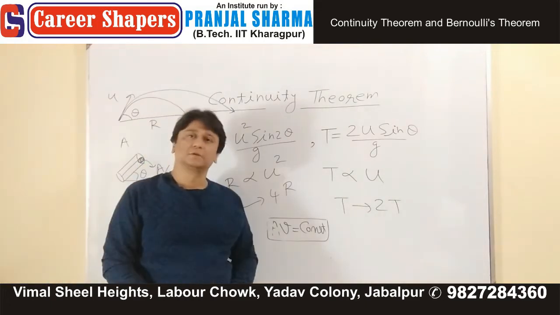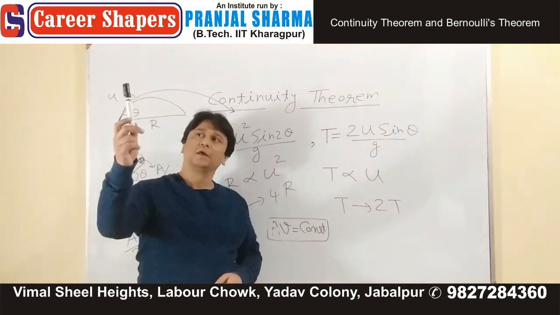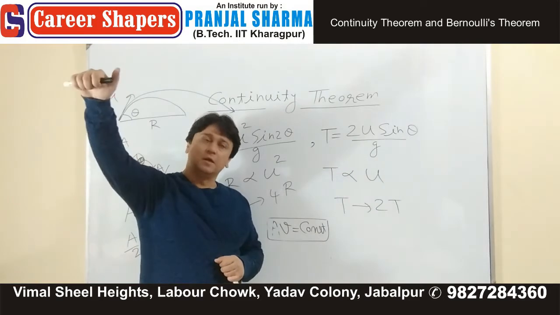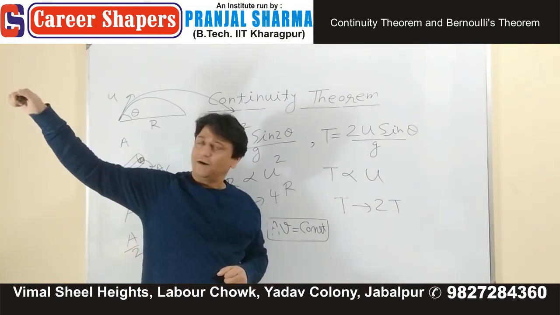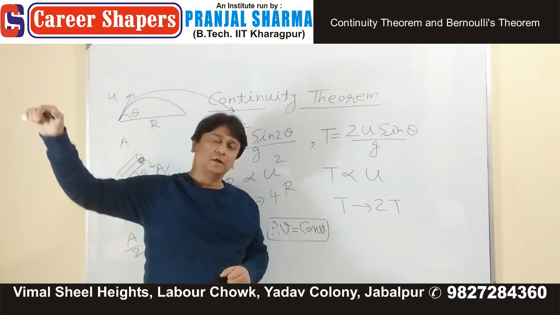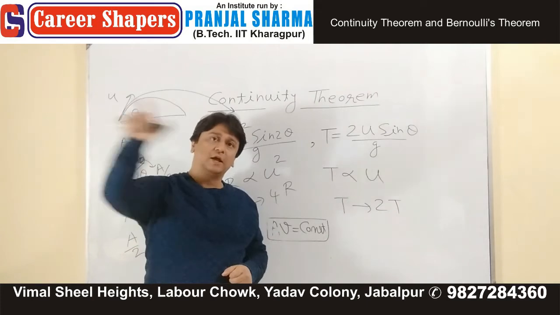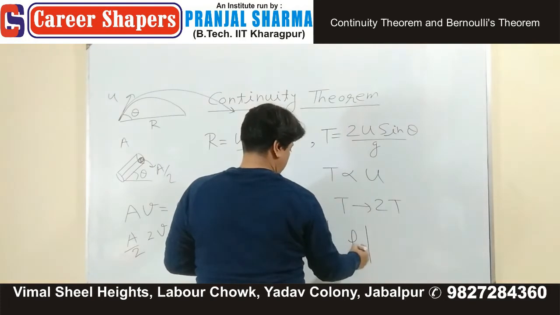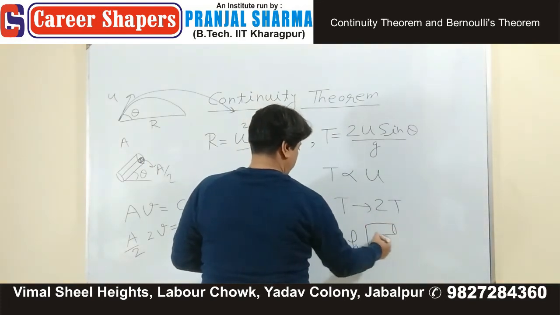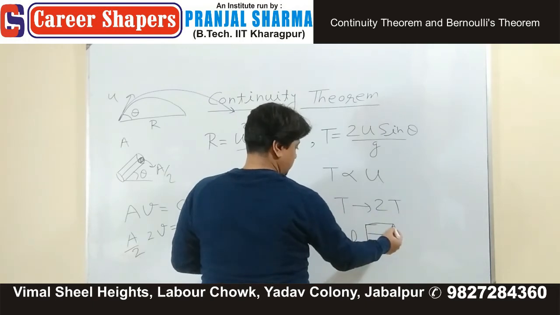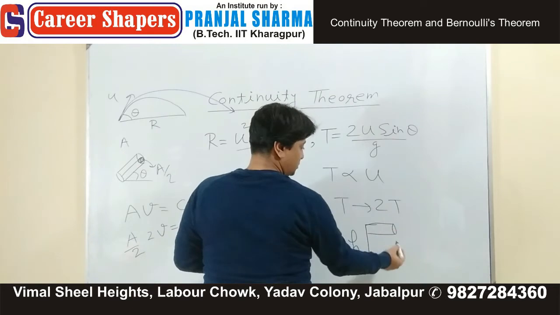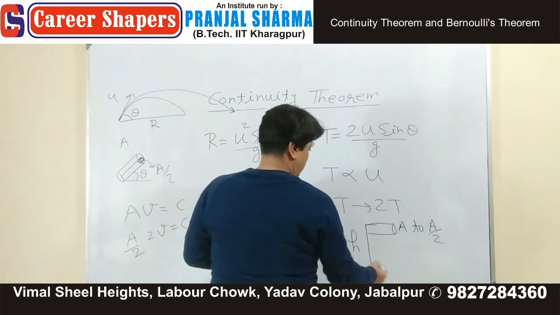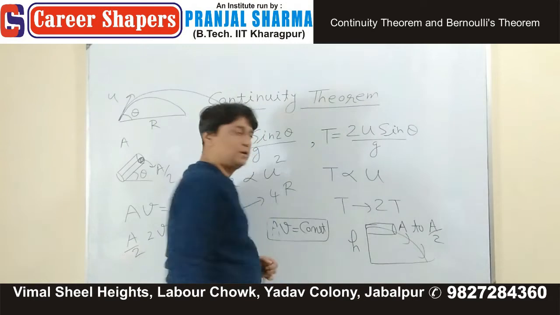Let's see how many of you will answer this part. We are holding this pipe horizontally, and if I halve the cross-sectional area, then what will be the change in range r and the time? I am holding the pipe horizontally at some height h. Once you decrease the area from a to a by 2, what is going to happen with range and time?